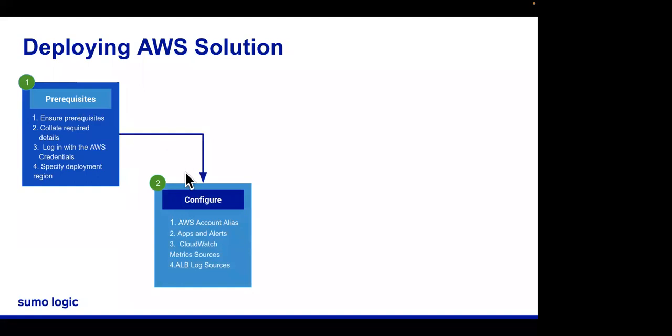Once you get that done, in the configuration area, you're going to specify an AWS account alias. The AWS account alias is what you are going to call this. Then you define what apps and alerts you want, what CloudWatch metrics you want, and also any ALB log sources.